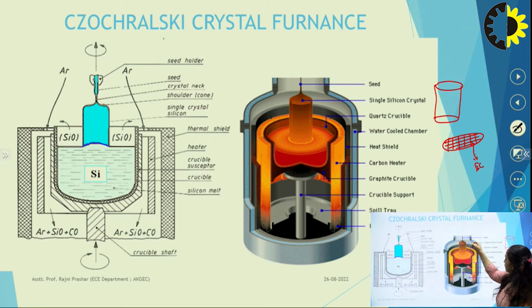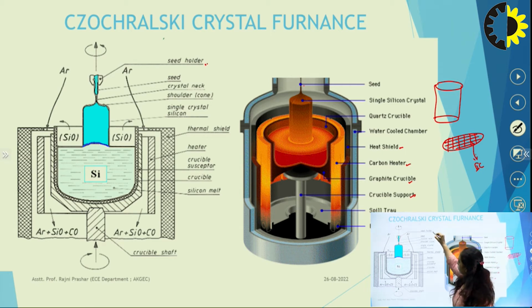So to generate this silicon ingot, we have this seed, quartz crucible will be there, water coolant chamber will be there, heat shield will be there, carbon heater, graphite crucible support, spill tray, and some electrodes will be there. Now come to this diagram, which is very much easy to understand. So in this diagram we have the seed holder.